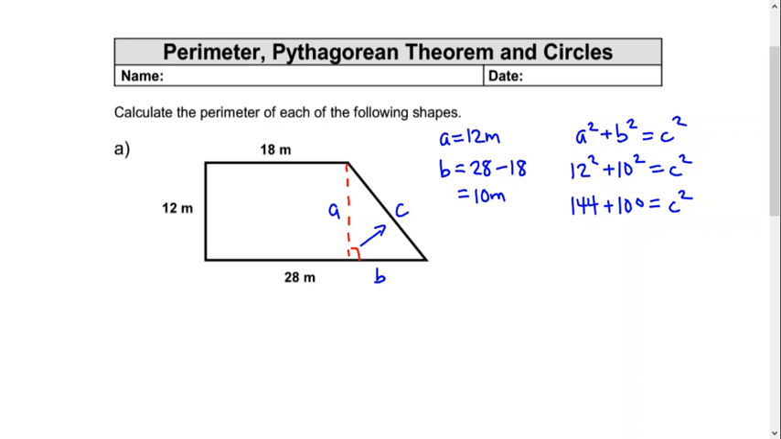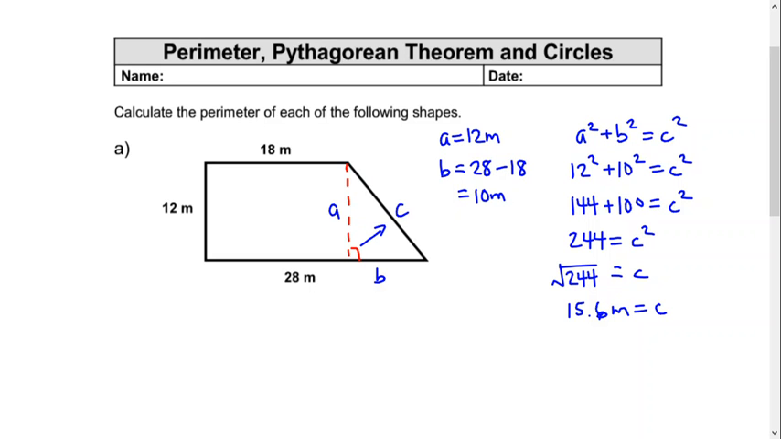144 plus 100 is 244. That's equal to C squared. But we need the value of C, not the value of C squared. So remember, to go from C squared to C, we have to take the square root of our dimension, so that's 244. So the square root of 244 is approximately 15.6 if I round that to the nearest tenth, and my units are meters.